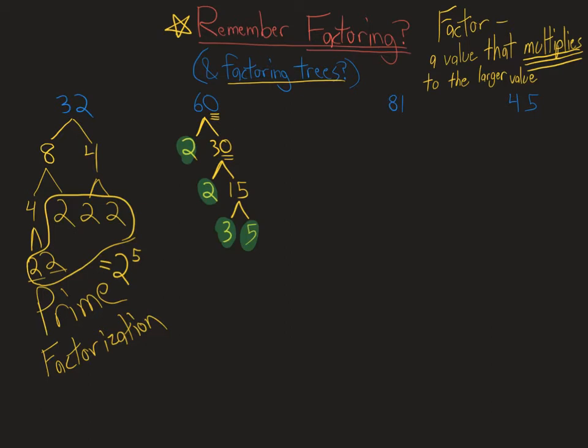Okay, let's do a couple more just to be clear. 81, well, that's 9 times 9. And a 9 is a 3 times 3.